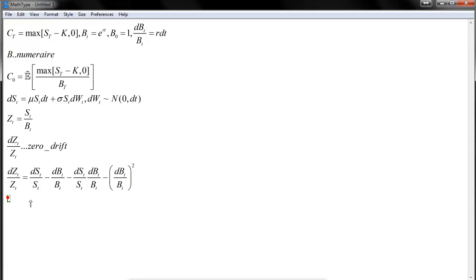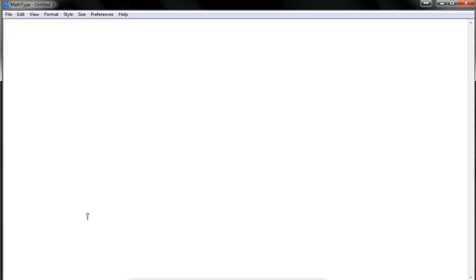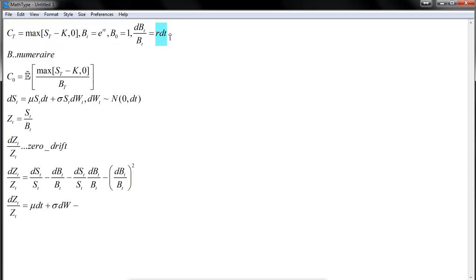So what we have here is dS with respect to S, so we divide and we only have mu dt plus sigma times the Wiener increment minus r dt, minus the product of them, minus r dt squared.